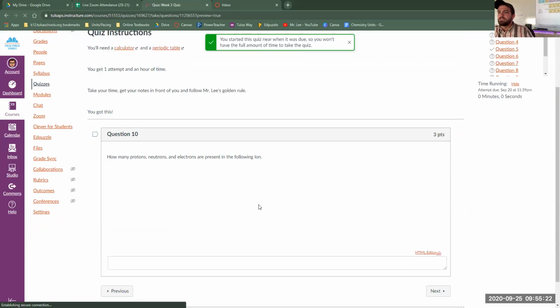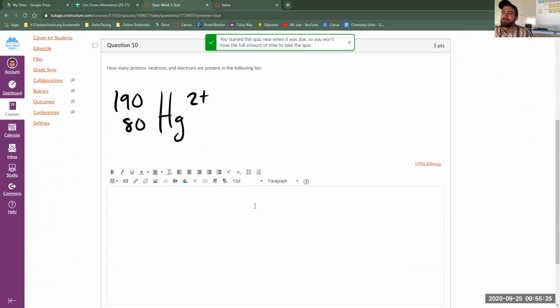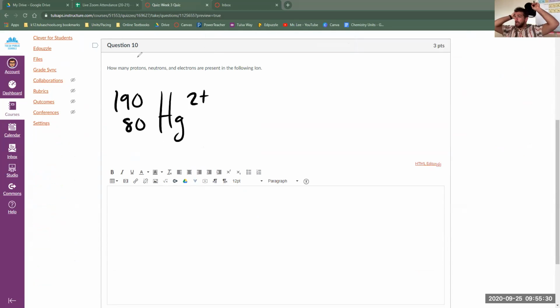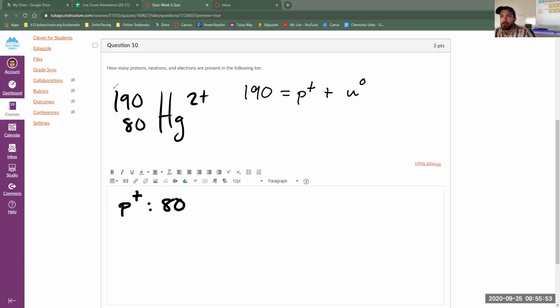How many protons, neutrons, and electrons are present in the following ion? Oh, some of us missed this and it made me sad. Well, this is an ion of an isotope for mercury, Hg, okay? So for mercury, we're looking at a mass number of 190. We know that mass number is equal to the number of protons plus the number of neutrons, right? And this number down here is the atomic number for mercury. So we know straight away that there are 80 protons. And then if we apply that to this formula, 190 minus 80 equals 110 neutrons.